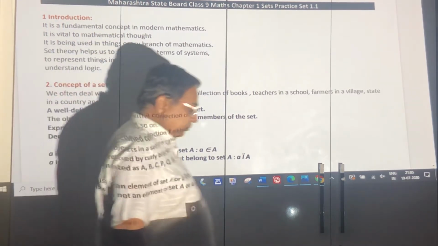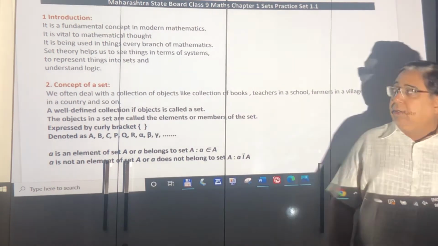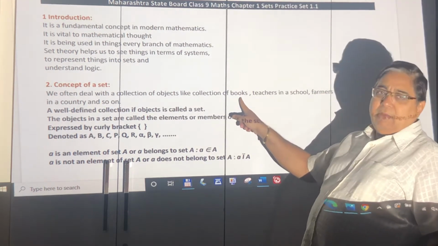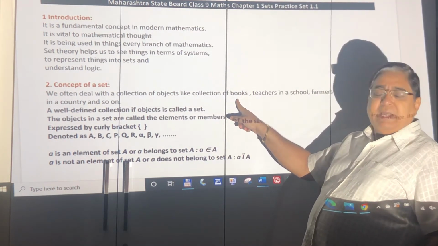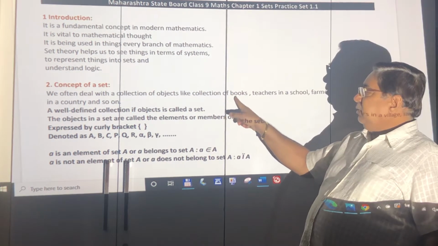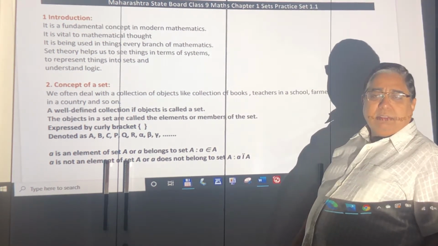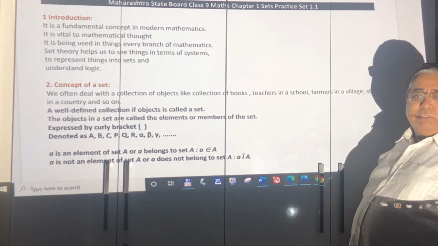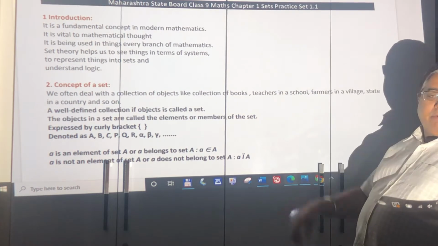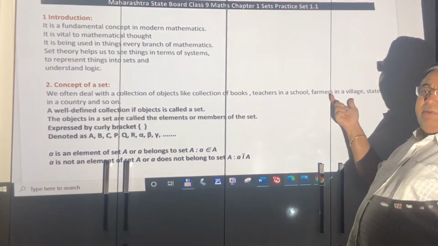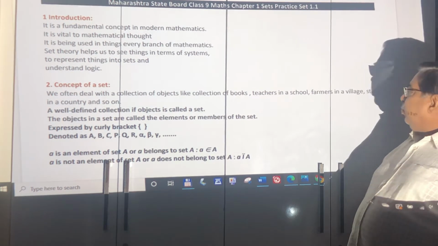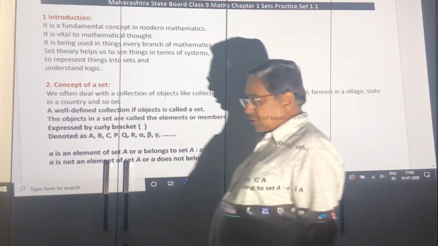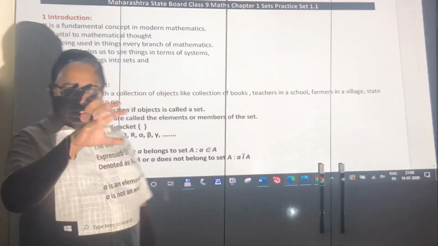What is a set? First you must see that. It's a collection of objects. Example, I have a 9th standard book collection, textbooks. I have 9th standard Navneet guides, a set of them. Teachers in a school, we have 15 teachers in Galaxy Tutorials. Okay, there's a set of teachers of Galaxy Tutorials. Farmers in a village, there are 100 farmers in this village. States in a country: India has, for example, Maharashtra as a state, Tamil Nadu as a state, so I can have a system of states.